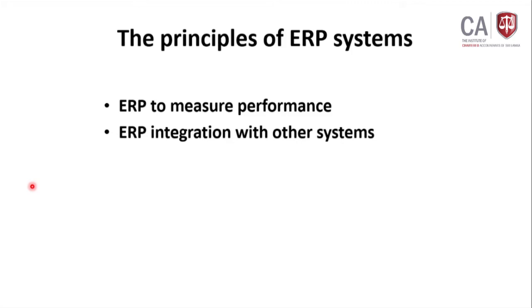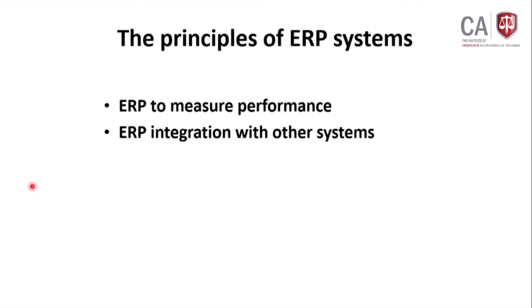So let's come to the principles of ERP system. There are two principles. What are the two principles of ERP system? In the question paper, if they ask, what are the two main principles of ERP system? Measure performance, integrate with other systems. Those are the two principles. Please remember this. Sometimes they will ask; I am not going to create any question. You can create your own question by using this slide, right?